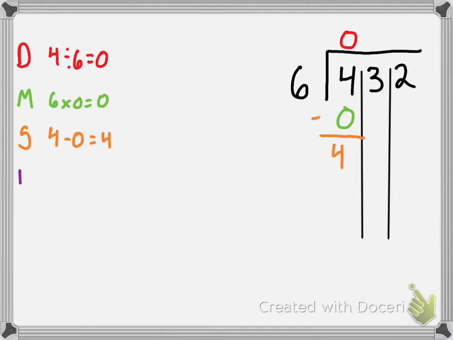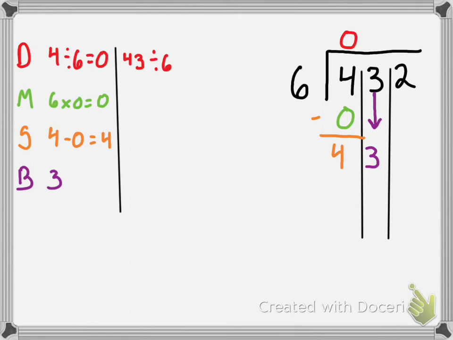And then my last step is to bring down the next place, which is the tens place, and it has a 3 in it. So the 3 comes down right next to my 4. I'm going to start all over with divide. And my new problem says 43 divided by 6. Or 6 times what equals 43 or smaller?